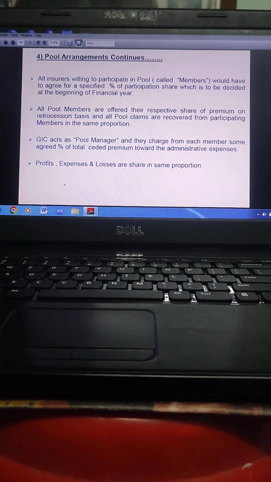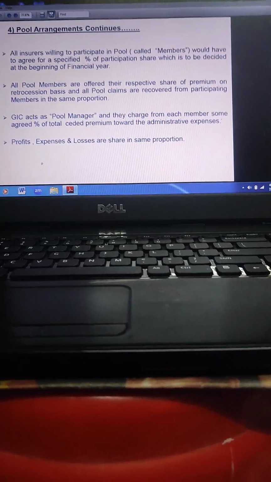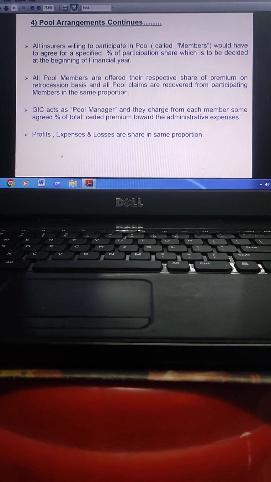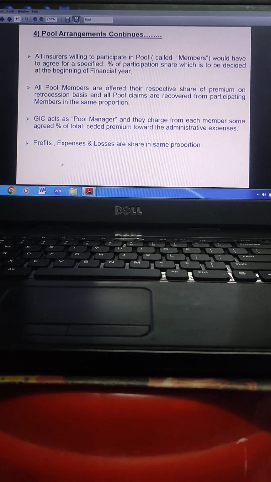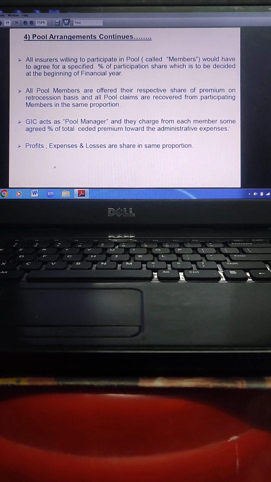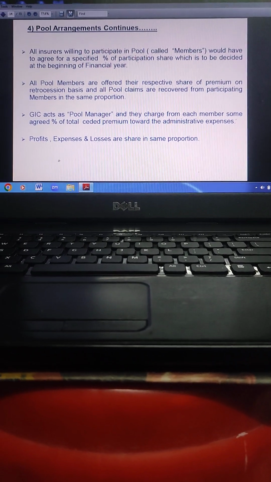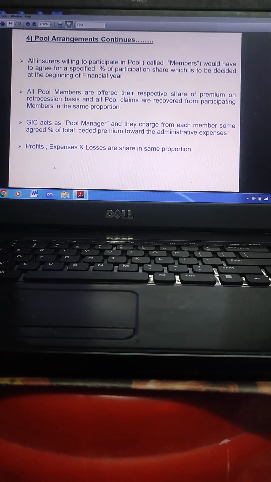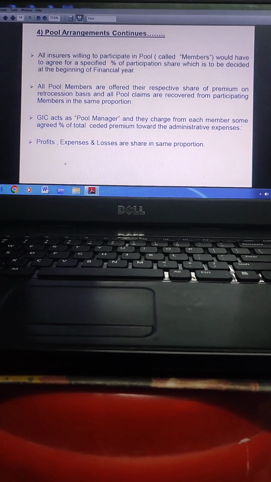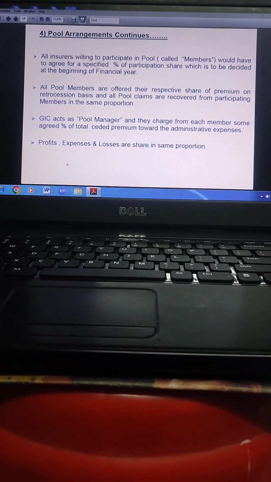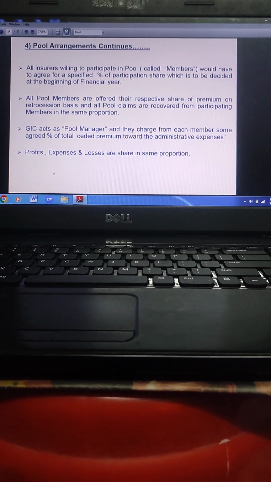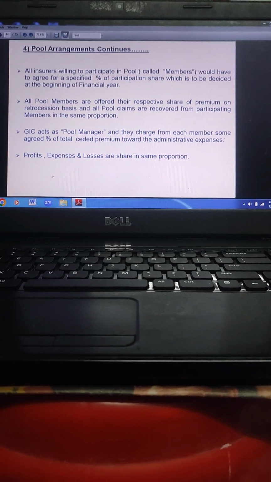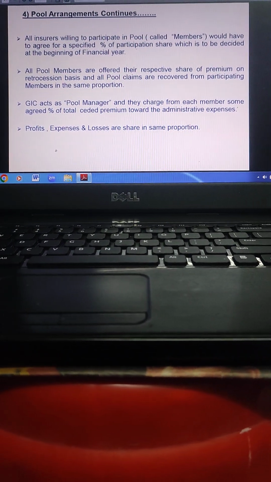All insurers willing to participate in the pool are called members. They would have to agree to a specified percentage of participation share, which is decided at the beginning of the financial year. All pool members are offered their respective share of premium on a obligatory cession basis, and all pool claims are recovered from participating members in the same proportion. GIC acts as pool manager and charges each member some agreed percentage of total ceded premium toward administrative expenses. Profits, expenses and losses are shared in the same proportion.